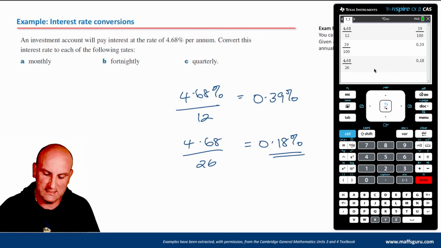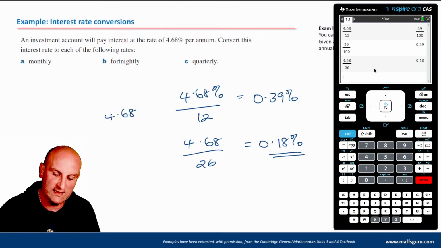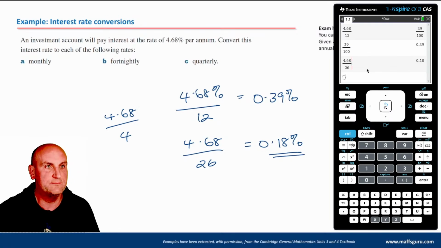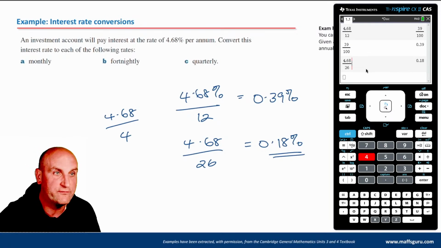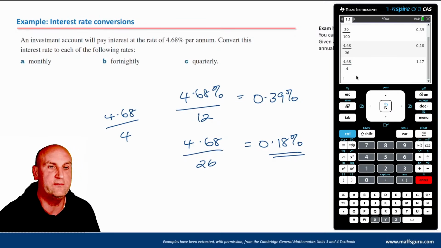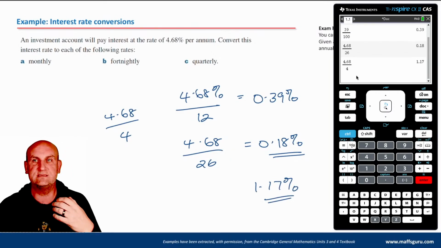All right, and quarterly, what would I do? I would do 4.68 divided by 4, and again, bang it in my calculator, 4.68 divided by 4. Hit enter, 1.17. So 1.17%. And again, these are all important.